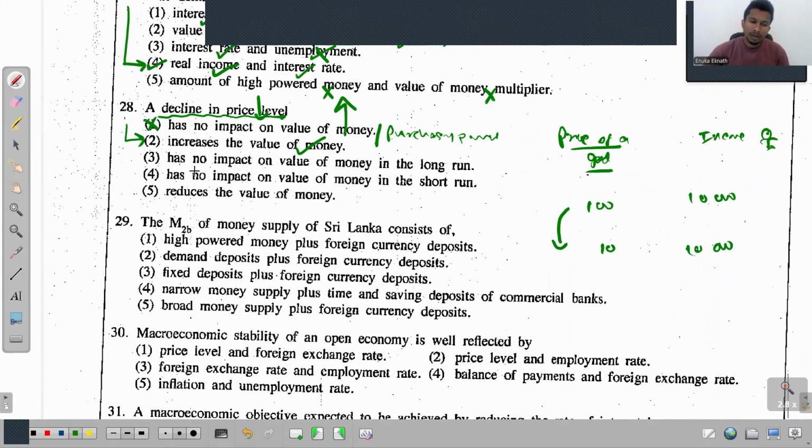But we will go through the other options. Has no impact on the value of money in the long run? No. Has no impact on the value? No, it has an impact. So the fifth one, reduces the value of money. No, a decline in price level only increases the value of money.